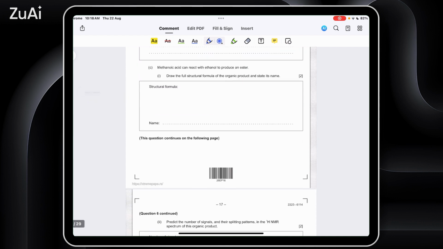Ethanoic acid can react with ethanol to produce an ester. Draw the full structure of the organic product. So methanoic acid is this, and it reacts with ethanol. Ethanol has 2 carbons, so that's the structure. It should be methanoate, because the second part of the ester name comes from the carboxylic acid, and from ethanol it should be ethyl. So ethyl methanoate.